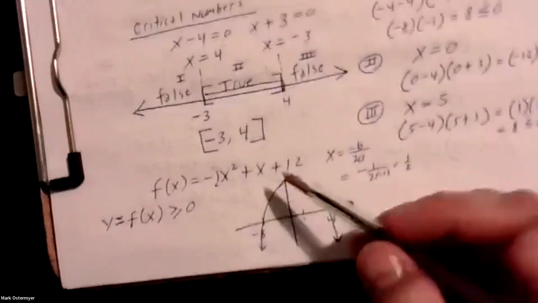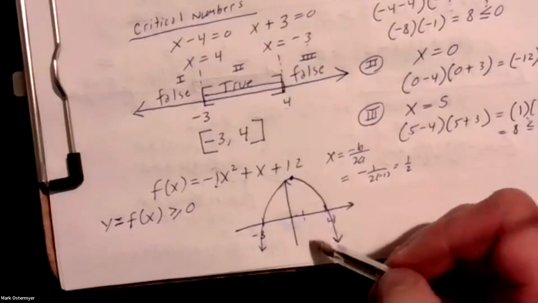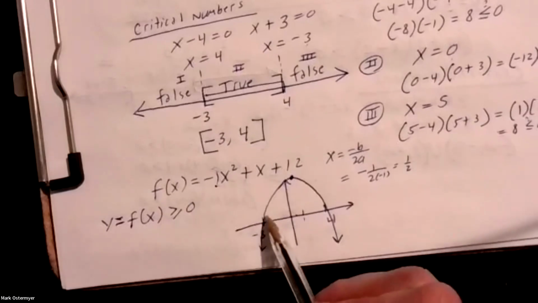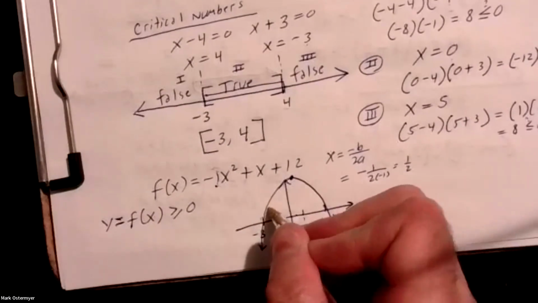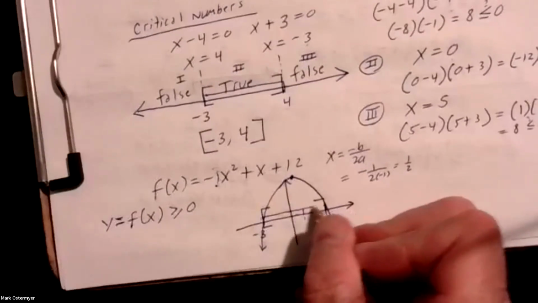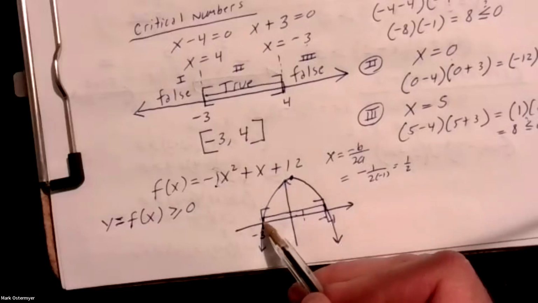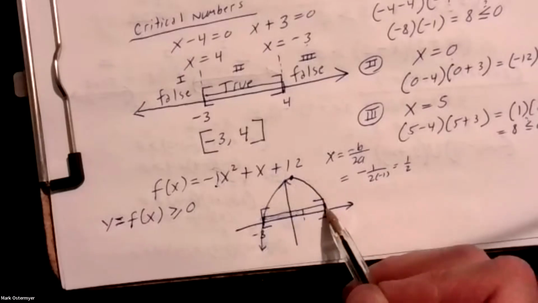Well, where must the graph be for y to be greater than or equal to 0? The graph has to be above or below the x-axis. What would be the case? For y to be greater than or equal to 0, the graph has to be above the x-axis. And you can see that only occurs in this middle interval here from -3 to 4. It's on this interval where the graph is above the x-axis, where y is greater than or equal to 0.